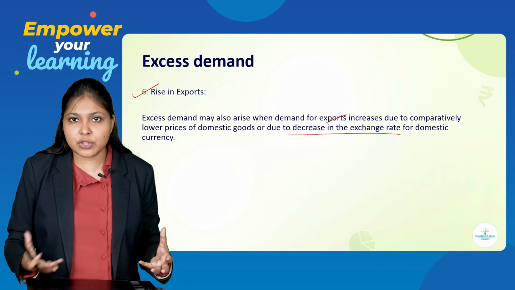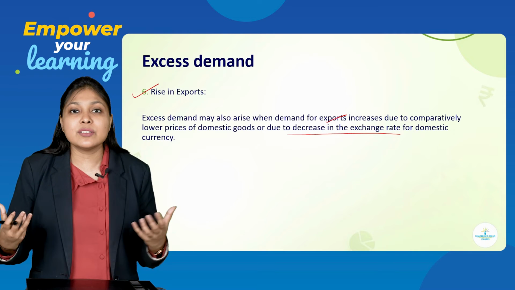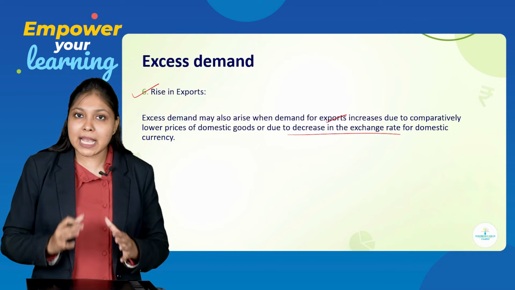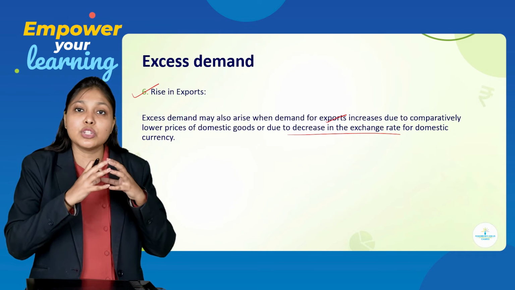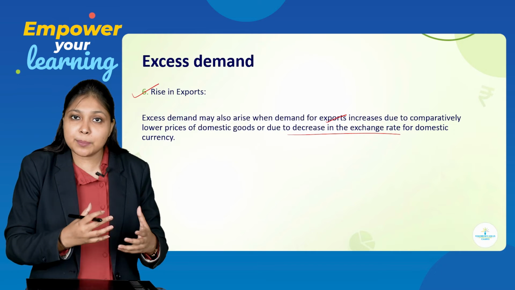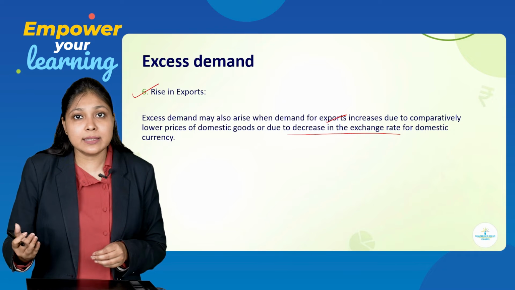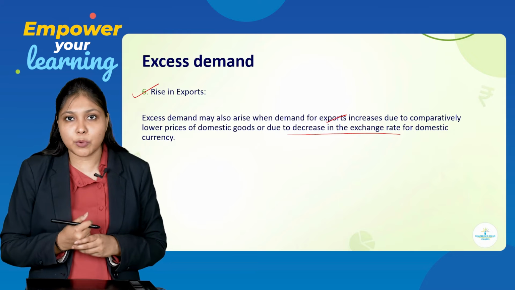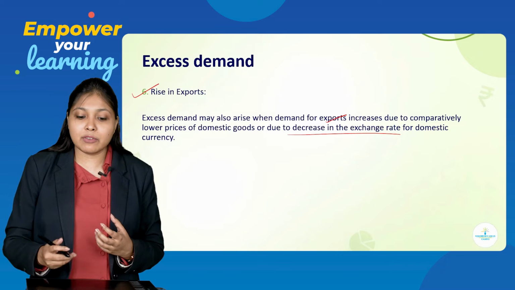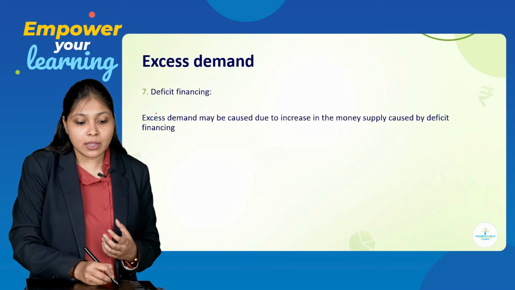Then decrease in exchange rate for domestic currency. Now, what is domestic currency, exchange rate, everything we are going to study in our upcoming chapters. But as of now, understand that the goods which the domestic country is producing, that is our country is producing, are cheaper as compared to the foreign countries. So that might be the reason that there is an increase in exports. So when people start increasing the demand, there will again be an increase in AD.